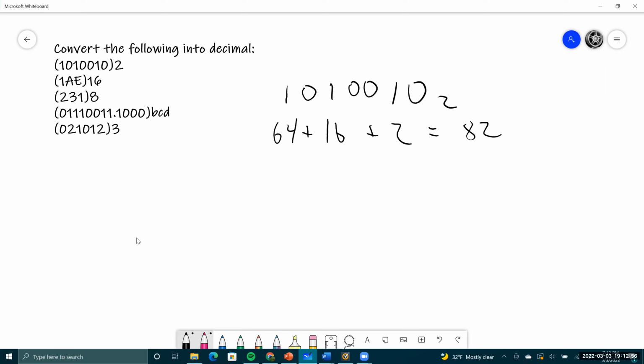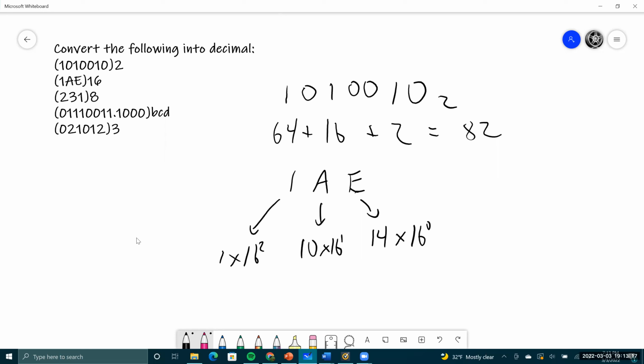All right, next one is base 16. Exact same concept, except the number base is base 16. So E is the value 14, and this is 14 times 16 to the 0. A would be 10 times 16 to the 1, and 1 times 16 squared. You add it all up, this would be 14 plus 160 plus 16 times 16 is 256.